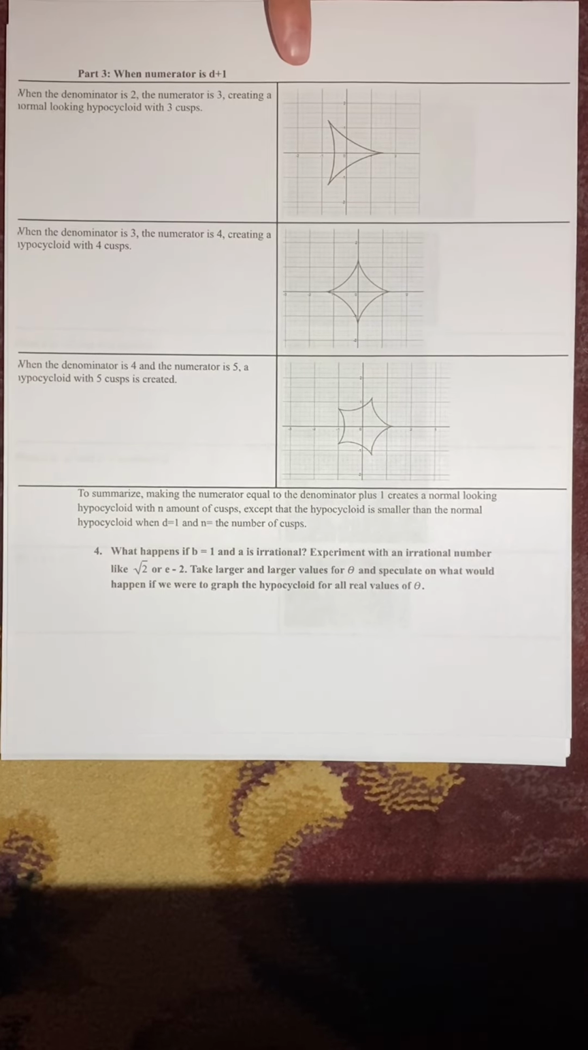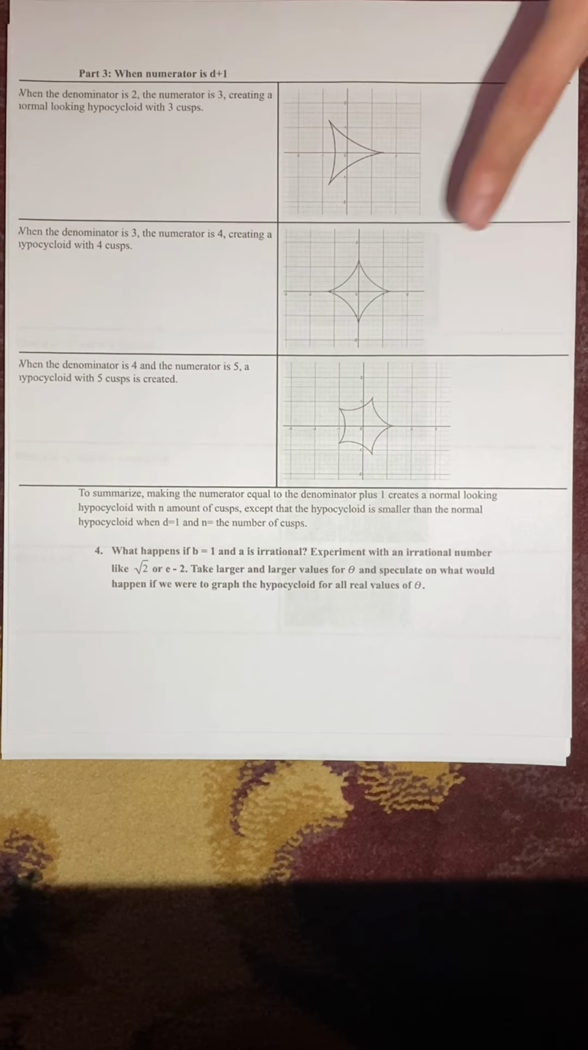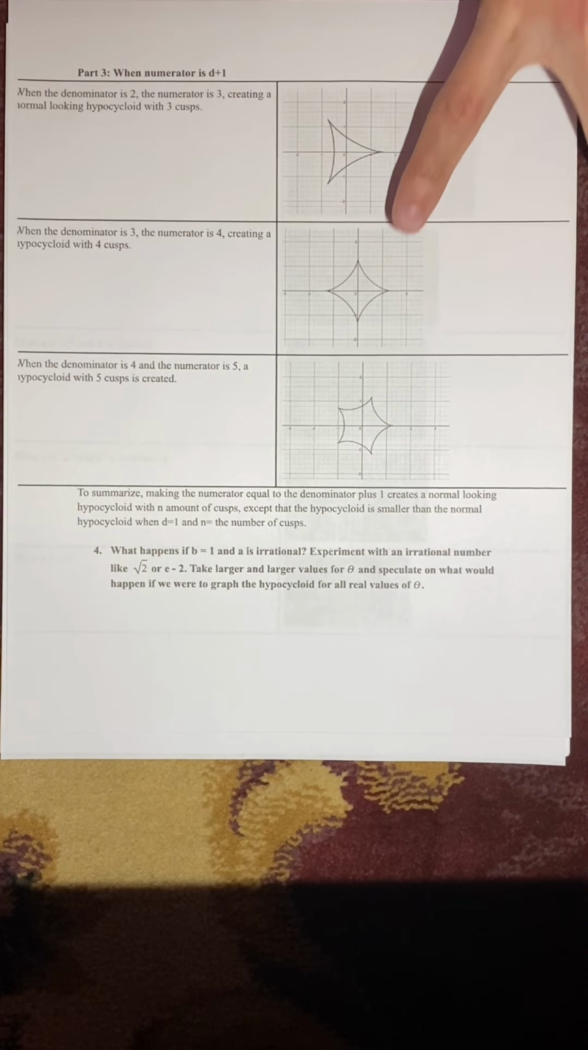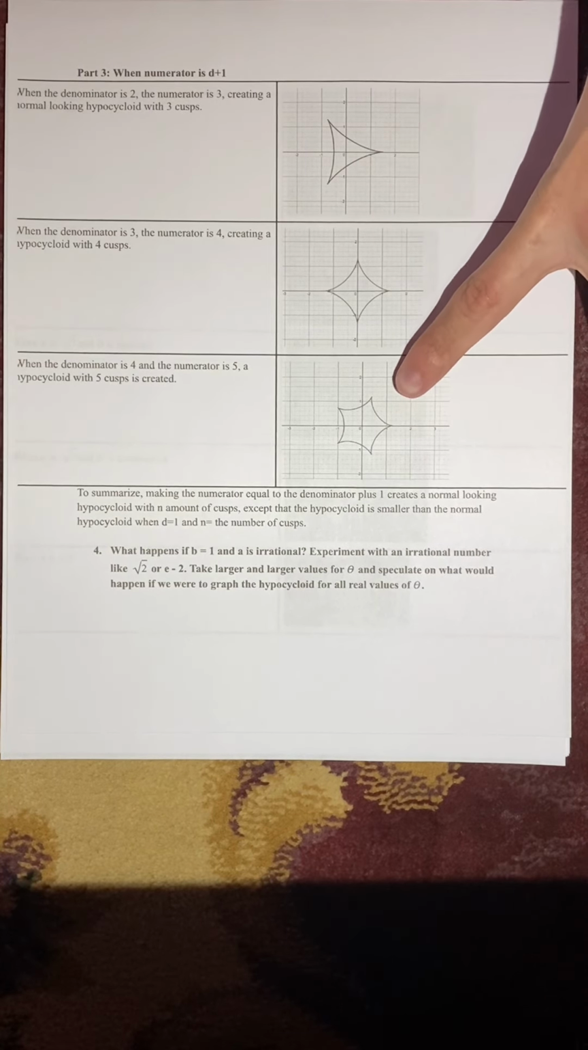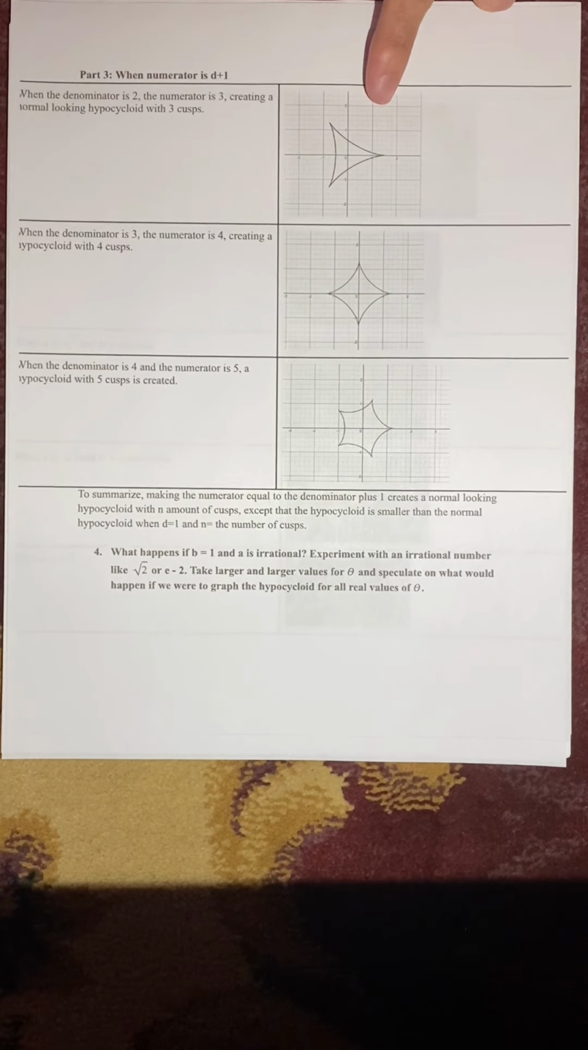Part 3 talks about when the numerator is d plus 1. Here we see a shape with n equals 3 and d equals 2. Here n equals 4 and d equals 3, and here n equals 5 and d equals 4. Essentially, it is the same shape as the regular hypocycloid. The only difference is that these are slightly smaller than normal.